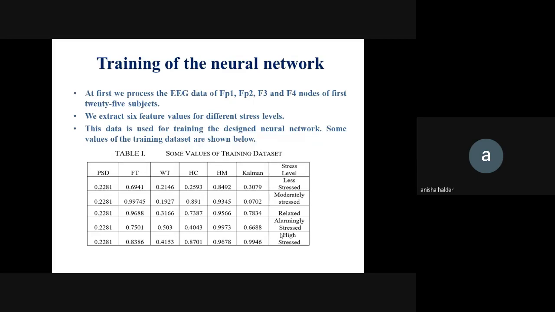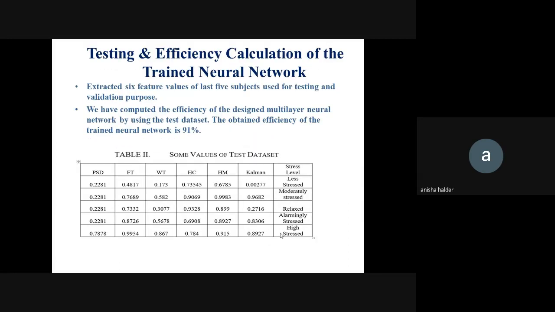At first, we process the EEG data of FP1, FP2, F3, and F4 nodes of 25 subjects. We extract 6 feature values for different stress levels, as it has been shown. This data is used for training the designed neural network. These are the sample data.